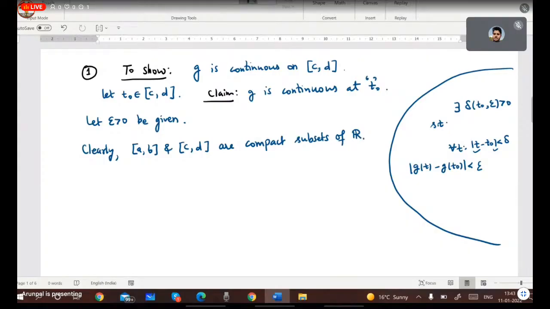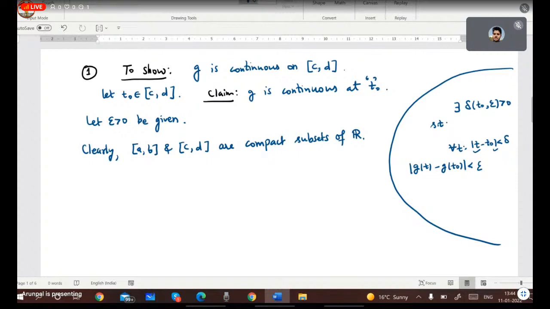In our whole course, we shall always be using only the usual metric, whether we are taking elements from the real line, from the complex plane, or from R2. Always we shall be considering the usual metric only.